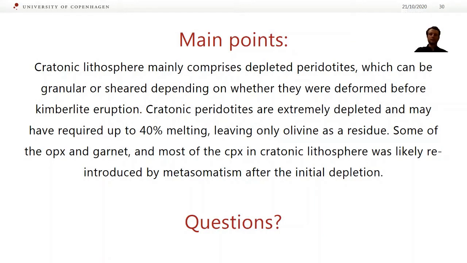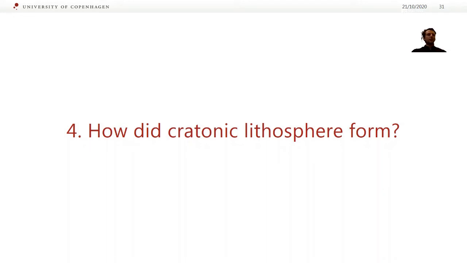Okay, so just to sum up, the cratonic lithosphere is mainly comprised of depleted peridotites, and these can either be granular or sheared depending on whether they were deformed shortly before kimberlite eruption. They tend to be extremely depleted and probably required up to about 40% melt extraction. This may have left only olivine as residue. Some of the OPX and garnet and most of the CPX in cratonic lithosphere was likely reintroduced by metasomatism. Anyway, so we're going to try and tie it all together and talk about how cratonic lithosphere formed.